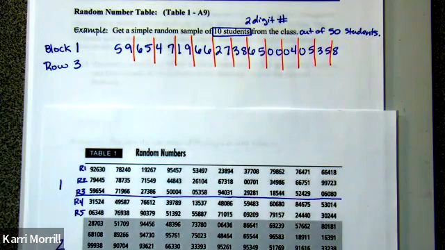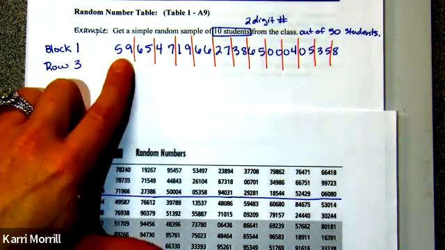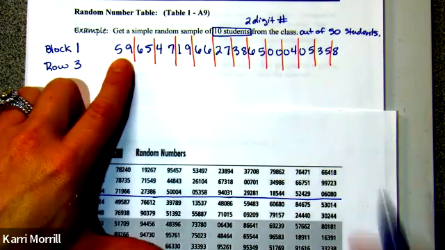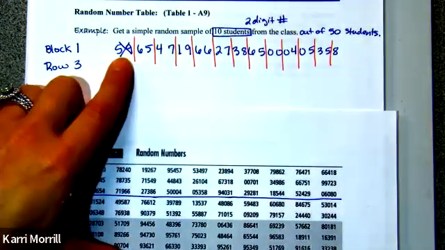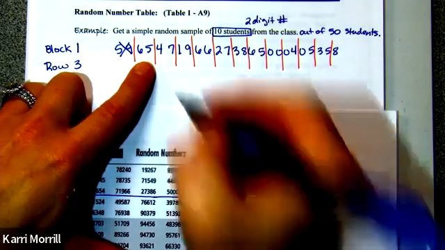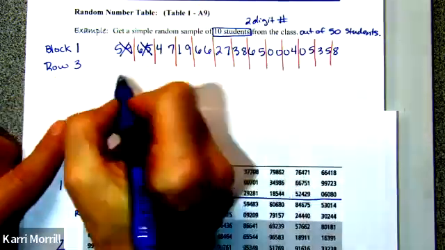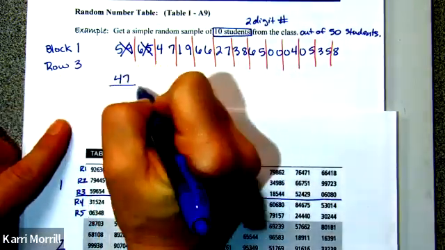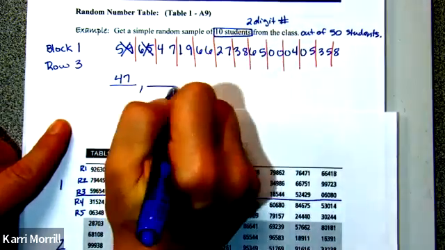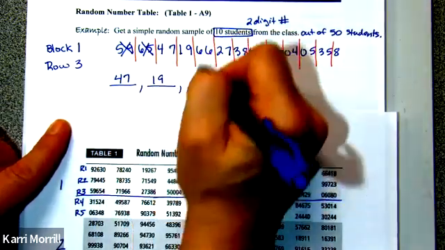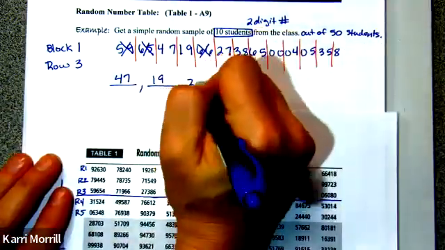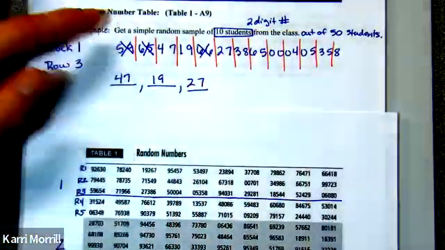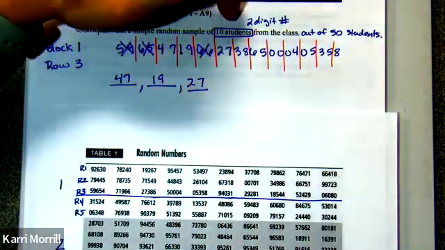So this is basically going to be like, since 59 is bigger than 50, there wouldn't be a 59th student. We wouldn't sample that person. 65 is bigger. So we could sample number 47. We could sample number 19. Number 66 is bigger than the 50 students. 27, and we have to do 10 of these. So we're getting a simple random sample of 10 students.